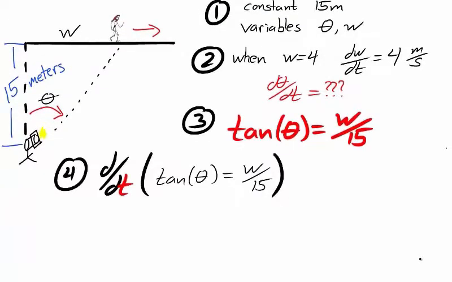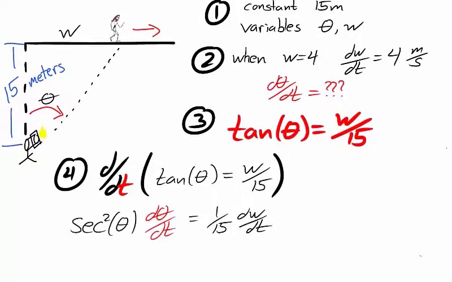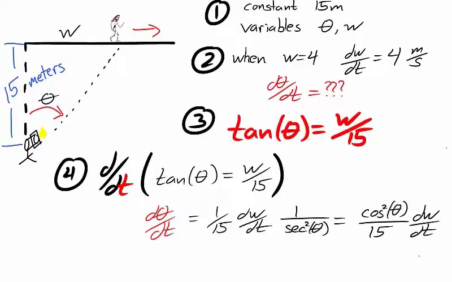4. We differentiate with respect to t. We're searching for d theta/dt, so we'll send secant squared theta to the other side. And because 1 over secant is cosine, we find that d theta/dt is cosine squared theta over 15 times dw/dt. Now we run into an issue because we know w equals 4, dw/dt is 4, but we don't know theta.